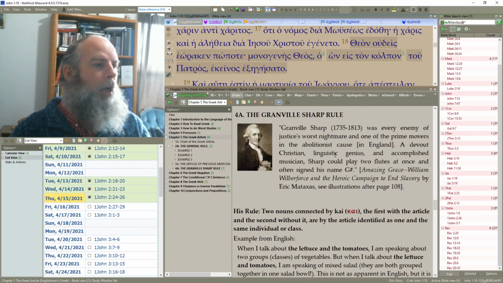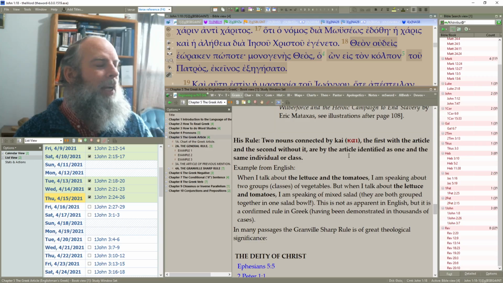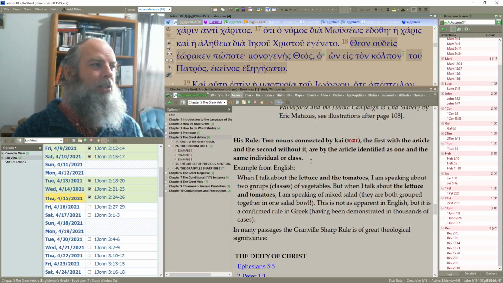Very good. The Granville Sharp Rule. Granville Sharp was every enemy of justice's worst nightmare and one of the prime movers in the abolitionist cause in England. You can look at that there a little bit. His rule: two nouns connected by kai, the first with the article and the second without it, are by the article identified as one and the same individual or class.